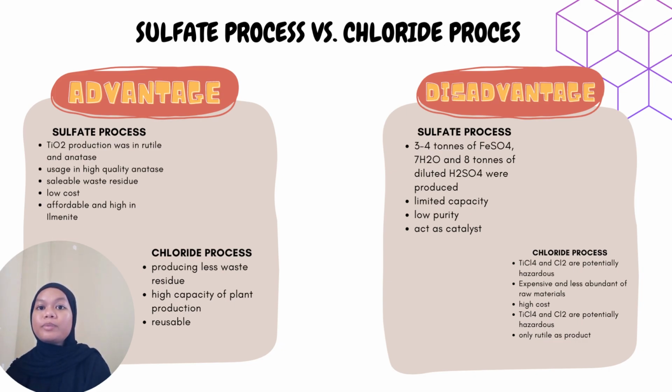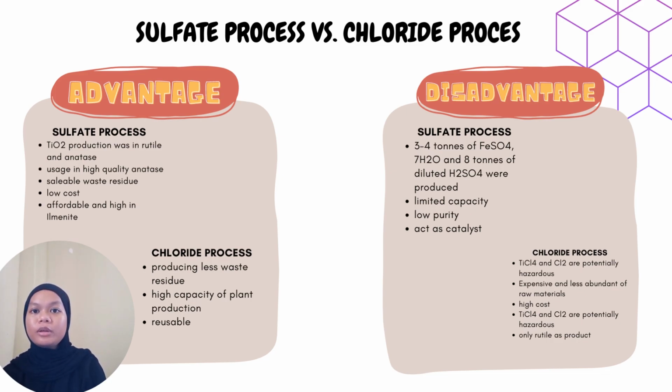Next, it has a low capacity since the sulfate process is a batch process. Lastly, the sulfate process is unsuitable for exterior pigments due to its low purity, and it also catalyzes photooxidation of polymer. In addition, the disadvantages of the chloride process are that its products, which are titanium tetrachloride and chlorine, are potentially hazardous. Therefore, it needs to be handled with care.